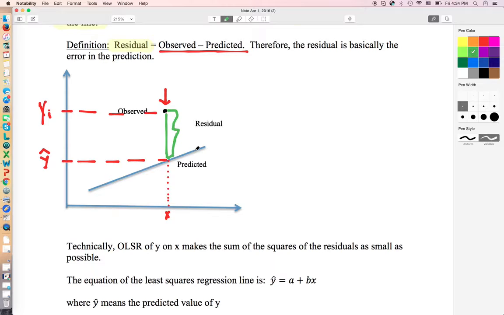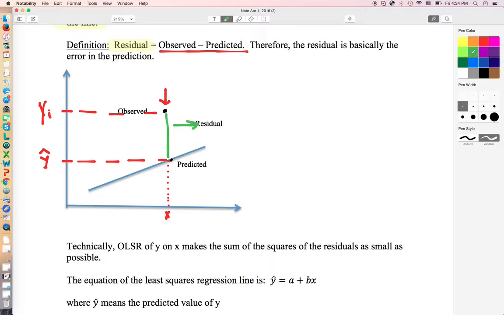So I'm going to get rid of that squiggly line I tried to draw. I don't like looking at it. And just say this straight line distance right here is the residual. So in this case, we have a pretty big residual because that point is far away from the line. The actual y value for that point was pretty far away from what we predicted it would be.